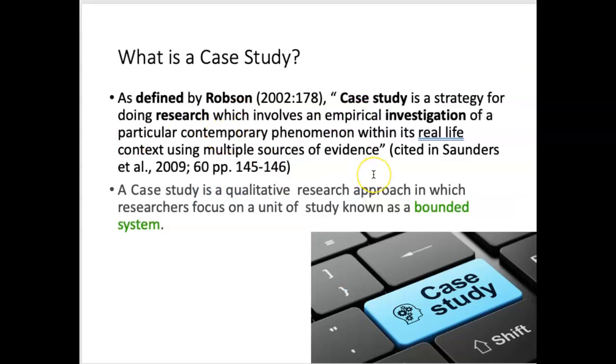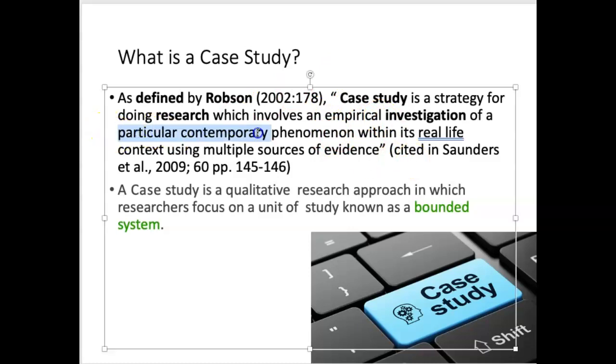So let's begin with the most obvious question, which is, what is a case study? Well, Robson's definition here is the best one that I've come across, and it's the idea that a case study is a strategy for doing research that involves empirical investigation. So you go and you look at things and you explore them. It's within a particular context, okay, and it's a particular phenomenon within real life, and that's a key idea, okay?